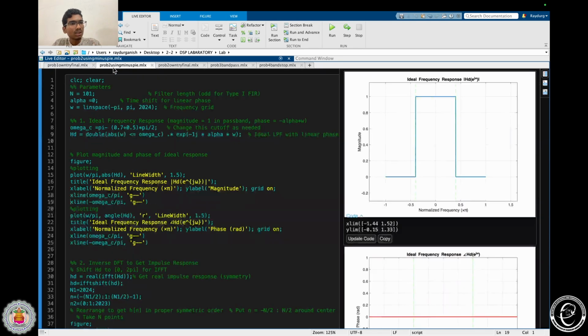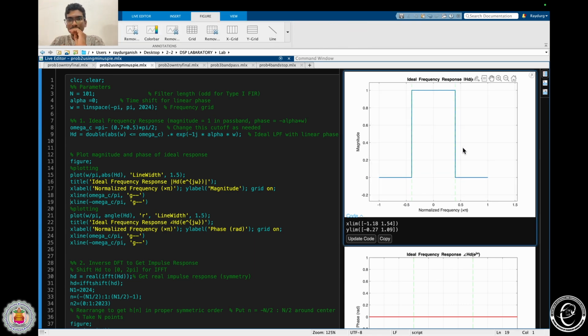So similarly, now to construct a high pass filter, we can use the low pass filter to construct the high pass filter. If you see the ideal frequency response, it is allowing these frequencies and it is stopping this, right? What if you shift this?